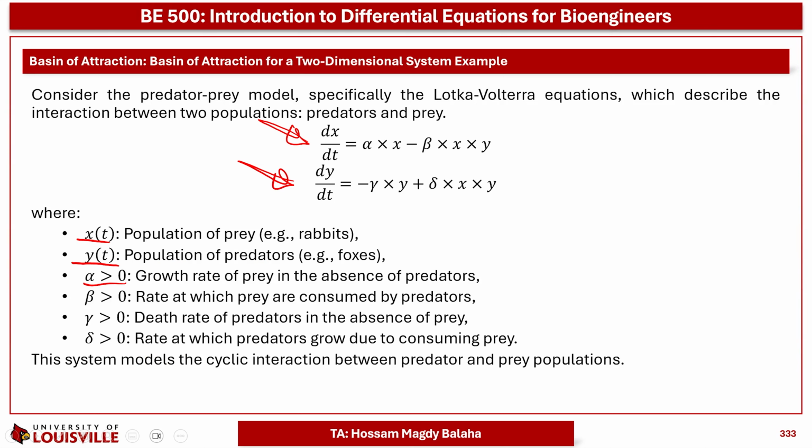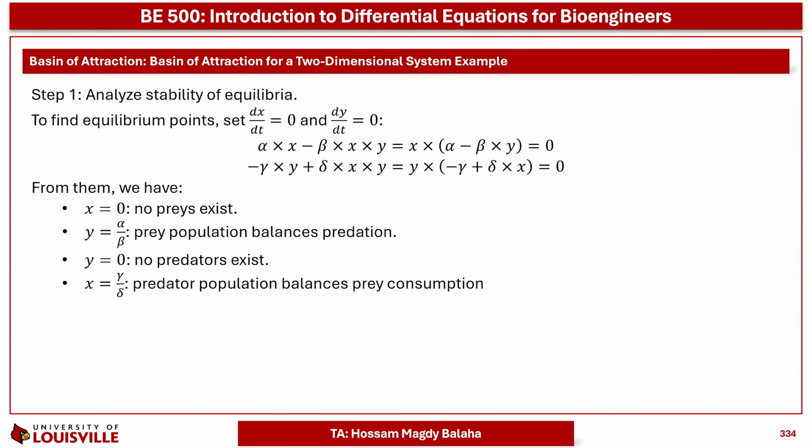Alpha is the growth rate of prey in the absence of predators. Beta is the rate at which prey are consumed by predators. Gamma is the death rate of predators in the absence of prey. Delta is the rate at which predators grow due to consuming prey. And this system models the cyclic interactions between predator and prey populations. Our aim is to apply the basin of attraction.